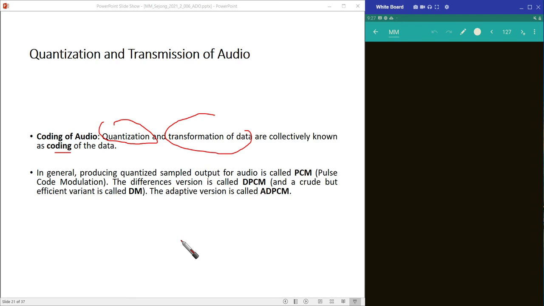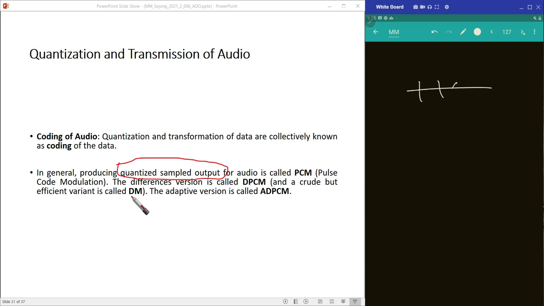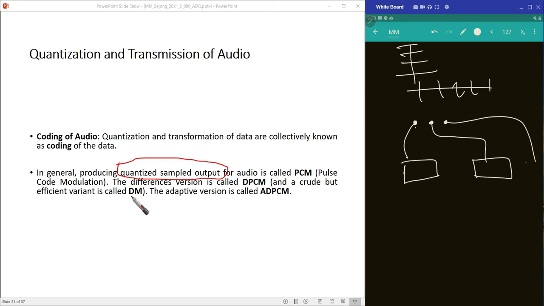The very simple idea is that when we produce the quantized sample output for audio, that means we do the sampling in the time domain and the sampling in the amplitude domain, and then we produce, for example, maybe 8 bits or 16 bits of data at each sample. So this is a sequence of ones and zeros. Now you need to encode it, so that you understand this is one and this is zero. That is called modulation techniques.